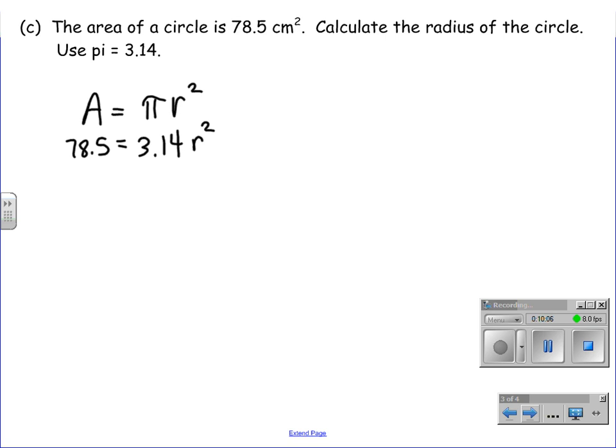What do we do now, do you think? What do you think, Naja? Wait, this is 3.14 times r squared. How do we separate the coefficient from the variable term? Divide it. Yes, we must divide it.